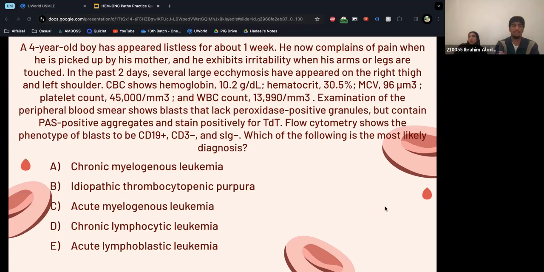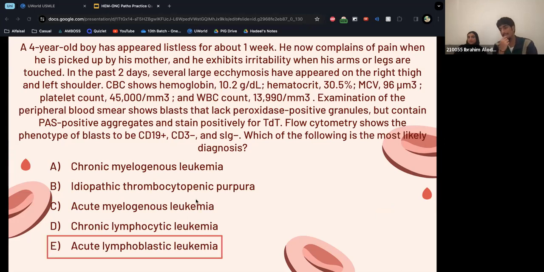It's all E. Nice. Why is it E? You're right, it is E, but why is it E? Nice, TdT positive. That was the biggest giveaway. Also, oh, never mind, that's not a giveaway. I was going to say CD19 positive, CD3 negative, but that's not necessarily the case. It still points you towards B cells. So sorry, I missed it.